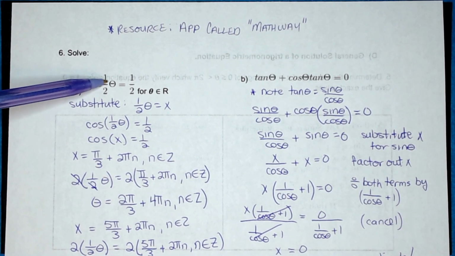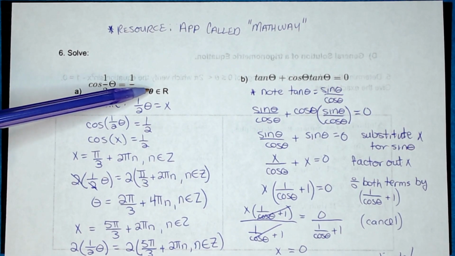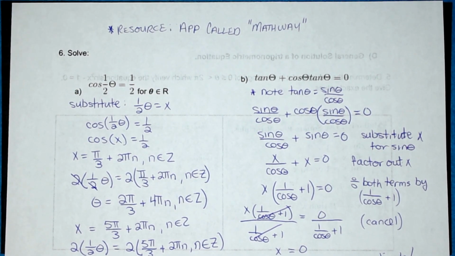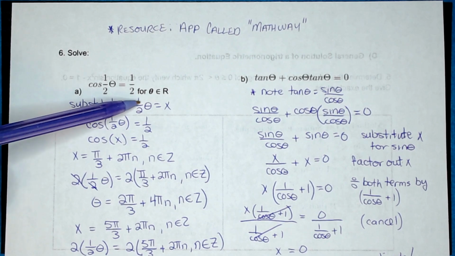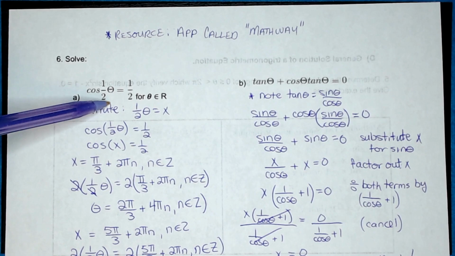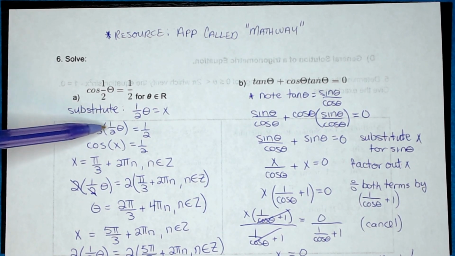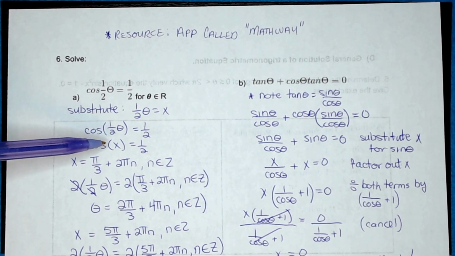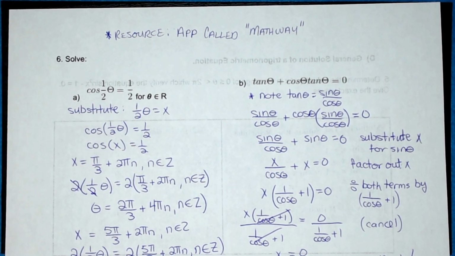So let's just talk about these questions. We have this value cos 1/2 theta equals 1/2, where theta is an element of real numbers. So what we're trying to do is figure out what is the angle. In this circumstance, what we want to do is substitute 1/2 theta equals x. So we're going to put x in this value here. Instead of writing cos 1/2 theta equals 1/2, we're just going to simplify it and write x and find the values on the unit circle that correspond to that.